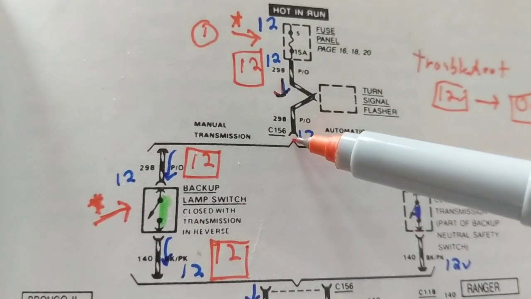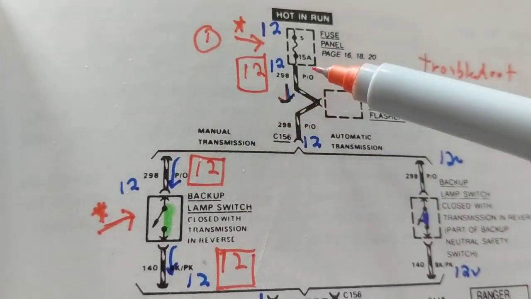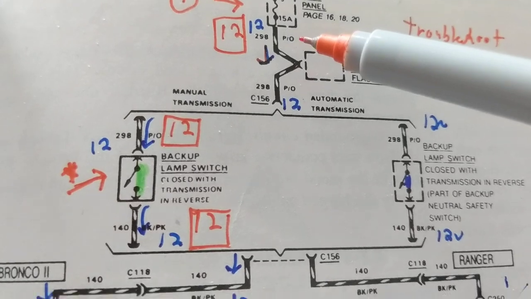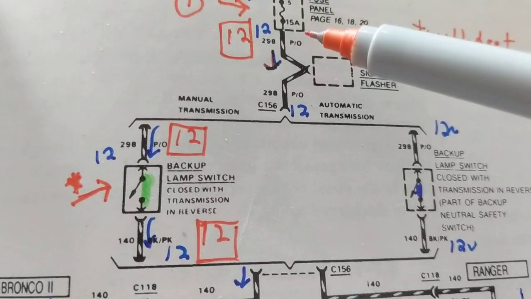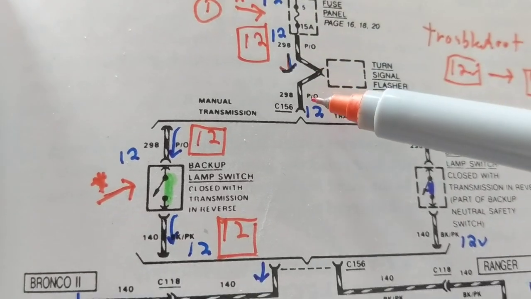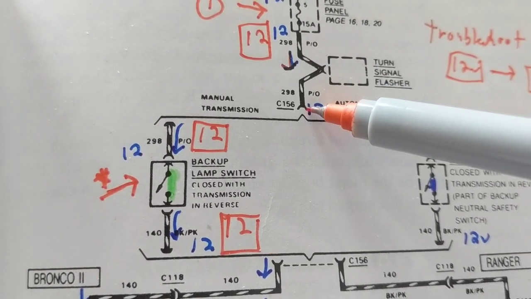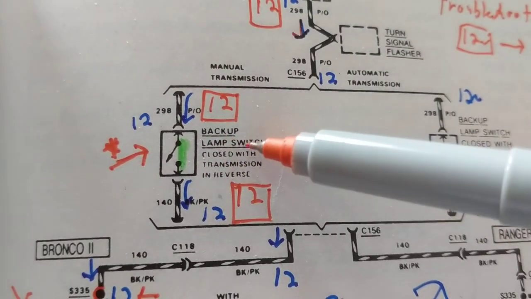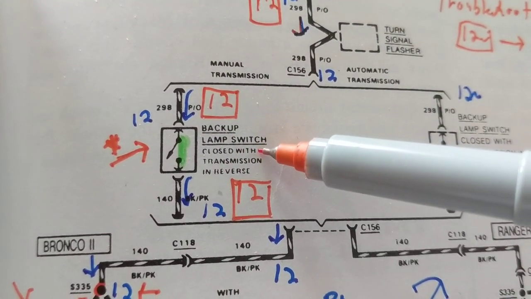How much voltage should we have here? We're going through a wire, a straight wire. We should not lose any voltage because the resistance is very small. So if we have 12 volts coming out of the fuse, we should still have 12 volts going into this connector. We should still have 12 volts going into this backup lamp switch.